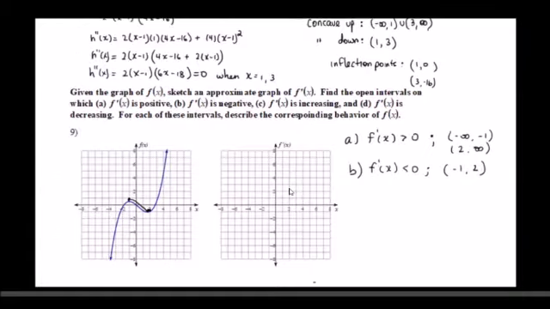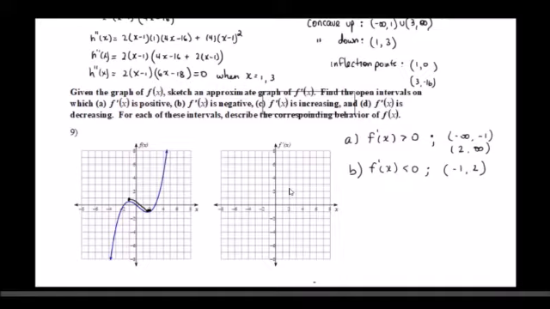Now, part C right here, let me erase some things on the graph. Part C, when is f prime of x increasing? F prime of x increasing. Well, f prime of x increasing means the rate of change is increasing. So we need the rate of change of f prime. And if you recall, rate of change is a derivative. If we took the derivative of f prime, we would get f double prime, or the second derivative.